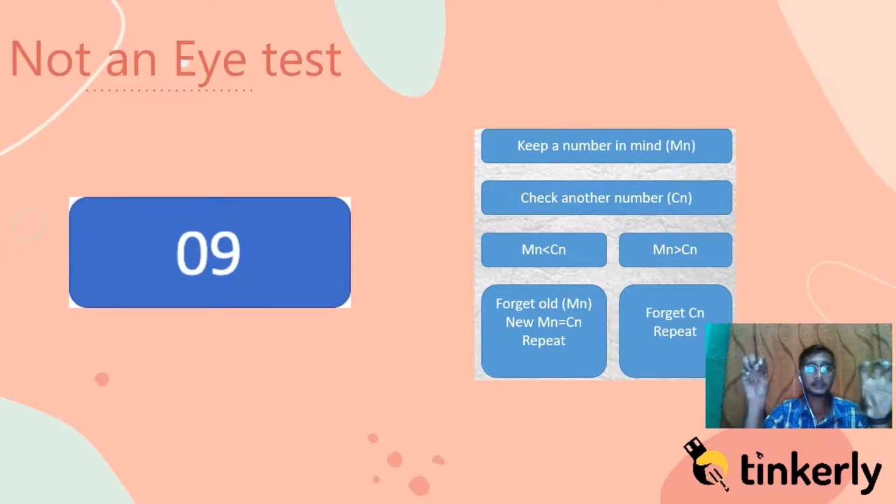Then check for another number. Then I saw 78. Again check whether 78 is bigger or smaller than 31. So 78 is the biggest number. Then forget the 31 and just remember the new one, 78. Then again see the numbers. Then I saw 48. Again compare, is 48 greater than or less than 78? It is less than 78. So again keep the number 78 in mind.